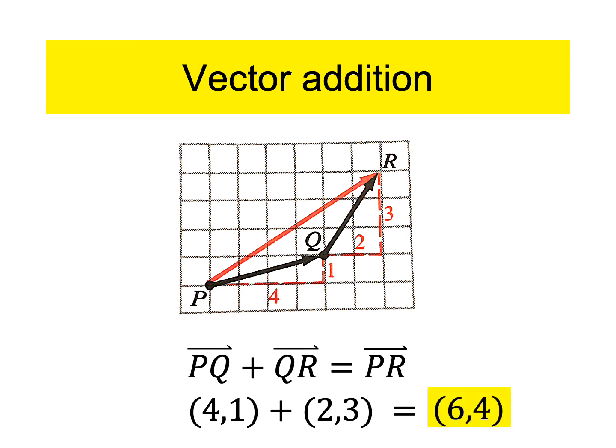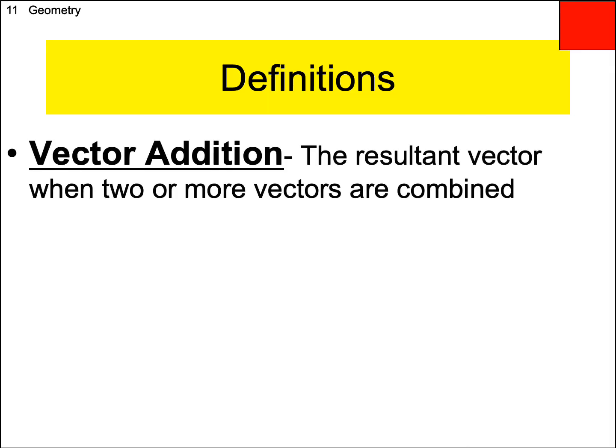Hey, if you doubt me, count the squares. Go from P to R. That would be to the right 6 and up 4. Yeah, it's that simple. So this is kind of weird, right? It comes out of left field, but vector addition is really simple. We better write this down. So vector addition is the resultant vector, that would have been that red line there, when two or more vectors are combined.